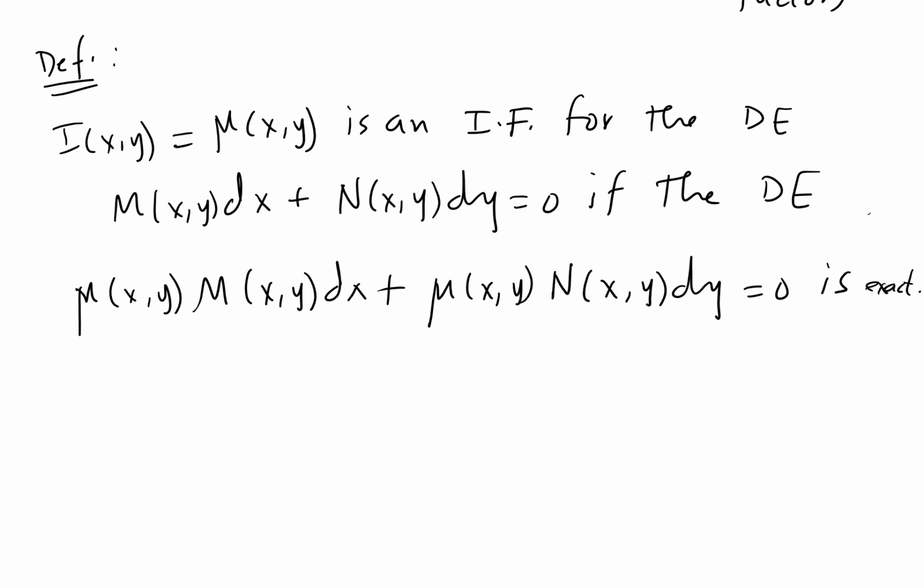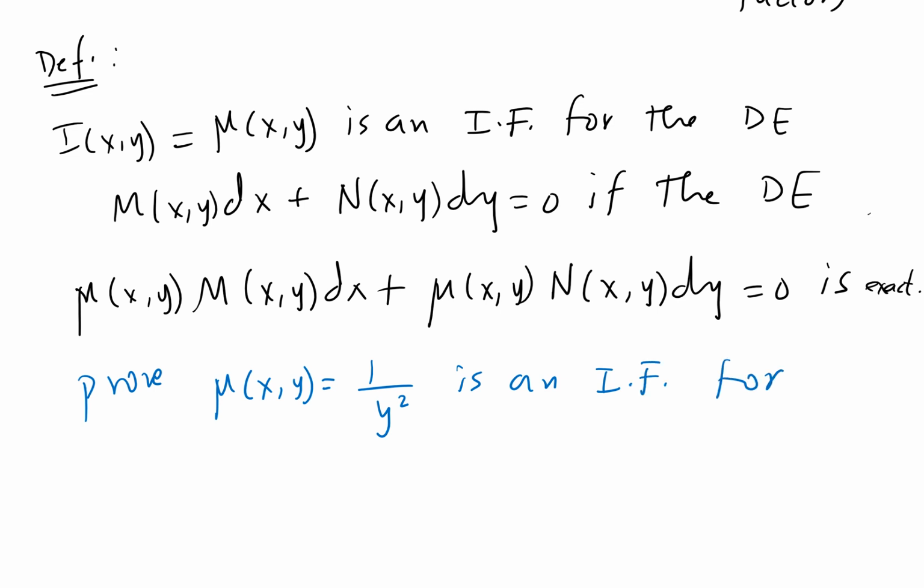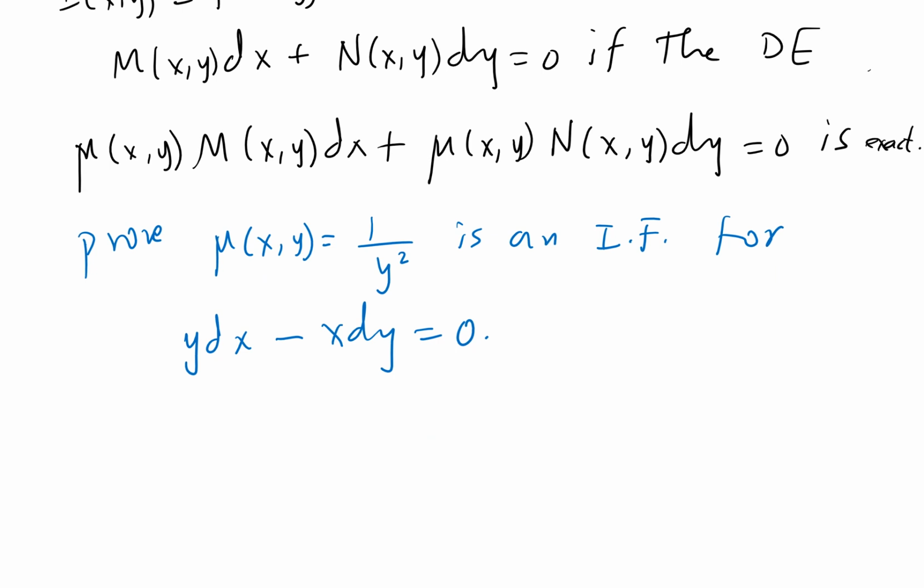So, for example, if we are asked to solve, or let's say prove first, let's try to prove that mu of xy equals 1 over y squared is an integrating factor for the differential equation y dx minus x dy equals 0. To do so, we need to multiply both sides of the equation by the same thing.